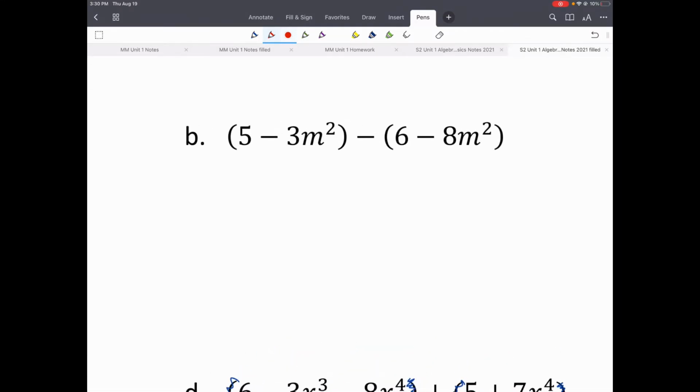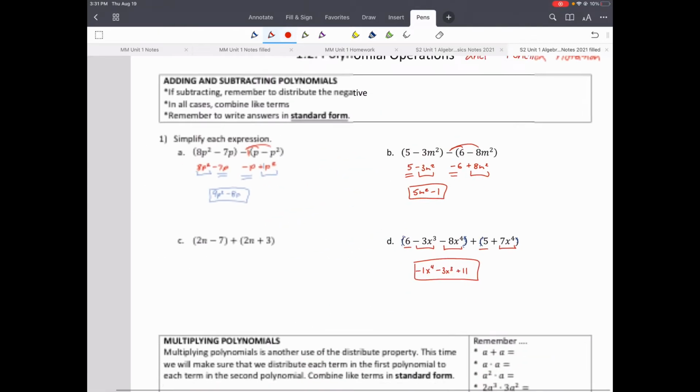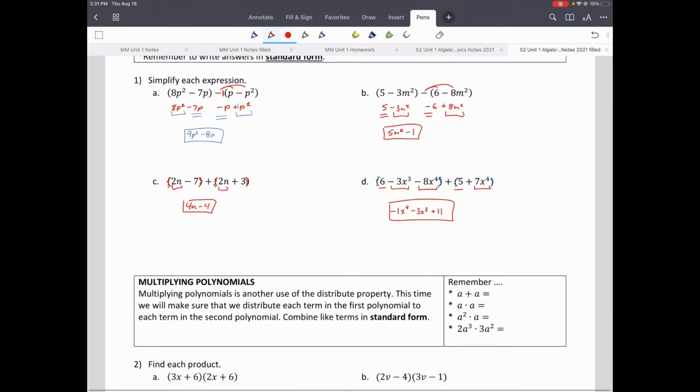Okay, so hopefully you gave that a try. This would end up giving us a -6 and a +8 m squared. And then here we have a 5 minus 3m squared. Find like terms. 8 minus 3 is 5m squared. And then here we have our constants. That looks like it gives us a -1. All right, and then here again, addition. We don't need those parentheses because there's nothing to multiply them by. Combine like terms. It looks like we get 4n, and then a -4. Okay, so that's not too bad, I hope.